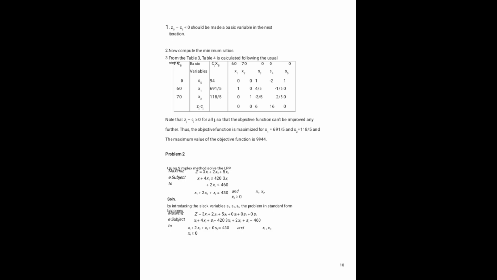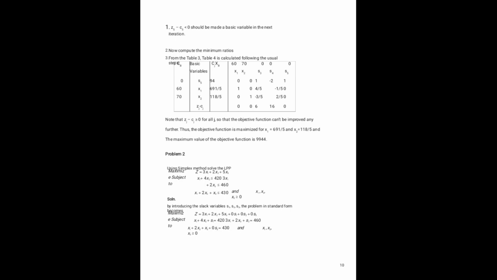One problem using the Simplex method to solve the LPP: maximize Z equal to 3x1 plus 2x2 plus 5x3, subject to x1 plus 4x2 less than or equal to 420, 3x1 plus 2x3 less than or equal to 460, x1 plus 2x2 plus x3 less than or equal to 430, and x1, x2, x3 greater than or equal to 0.